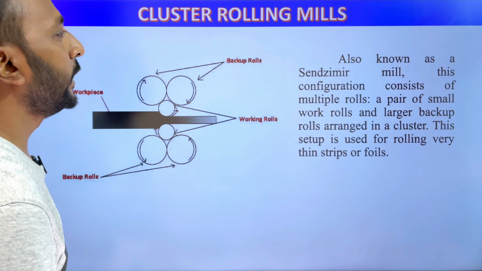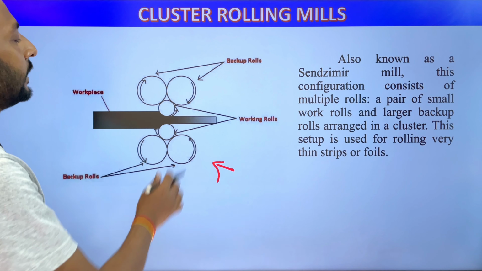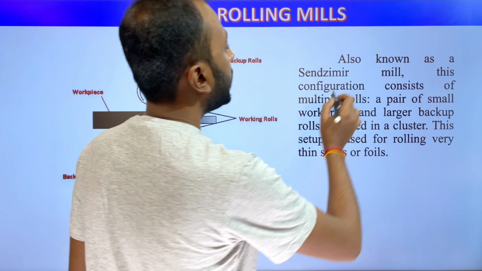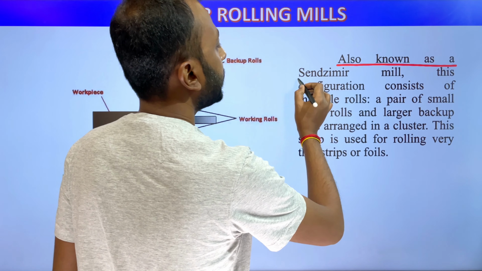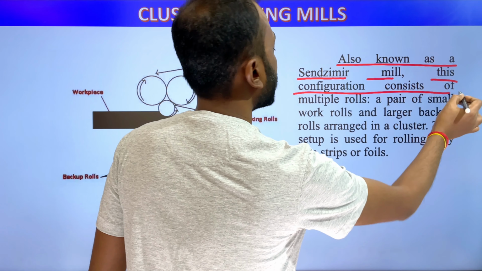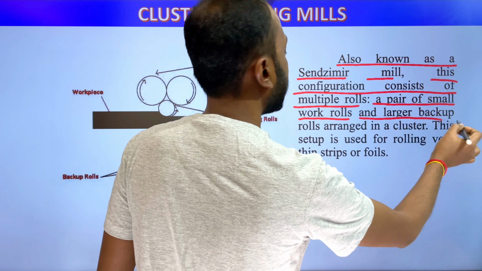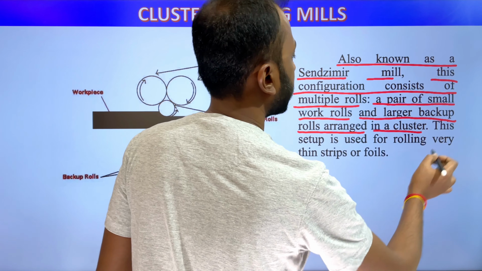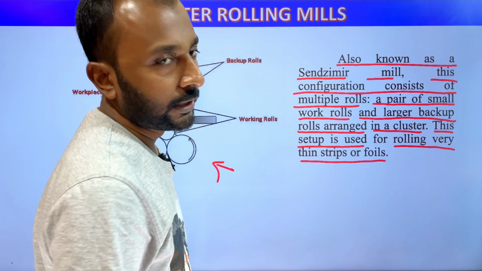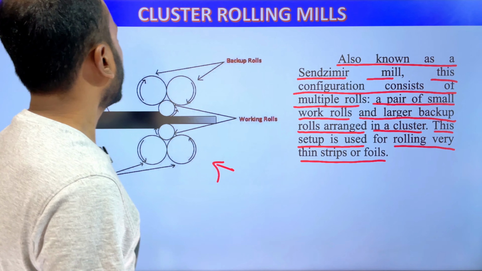Next is clustered rolling mills. This is the figure of clustered rolling mills. We can see here multiple rollers are used. This cluster rolling mill is also known as a tandem mill. This configuration consists of multiple rolls, a pair of small work rolls and larger backup rolls arranged in a cluster. This setup is used for rolling very thin strips or foils. So if we want aluminum foil, then we can use cluster rolling mills.